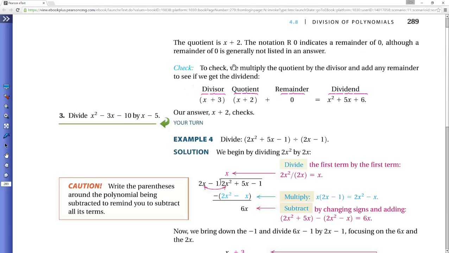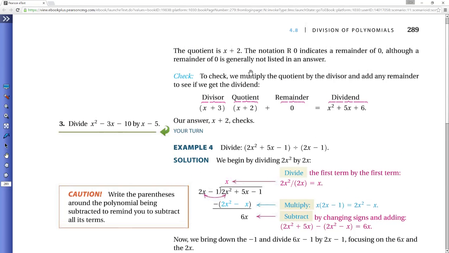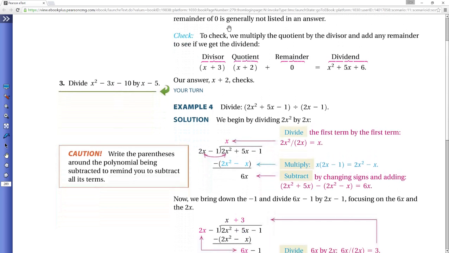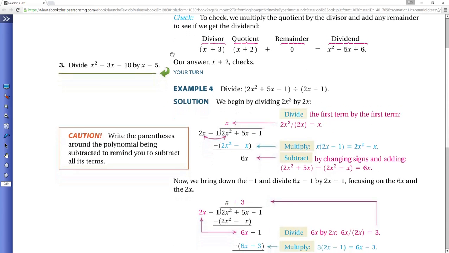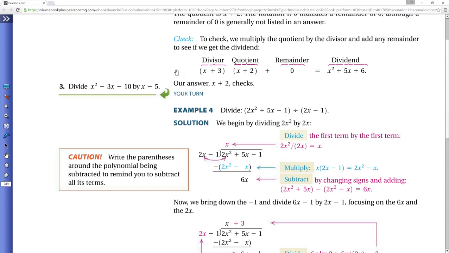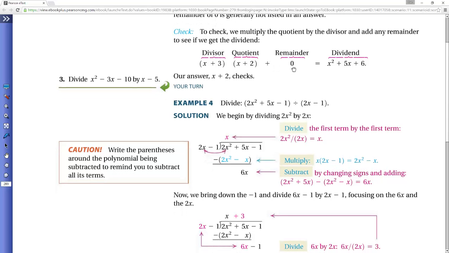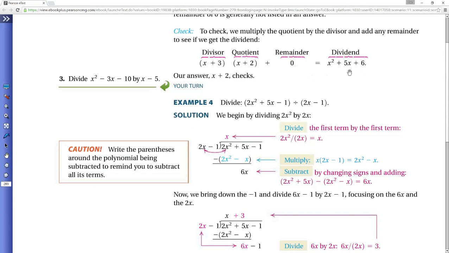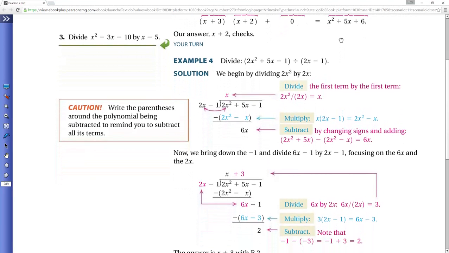And we're going to find better ways to do that division next chapter, when we have a remainder of 0, things or factor things. But they're trying to remind us here that there's just a remainder of 0, and what that means is you have this times this plus whatever that remainder is, and that adds together to be my dividend, my original polynomial.